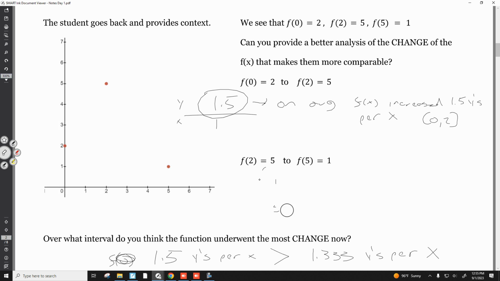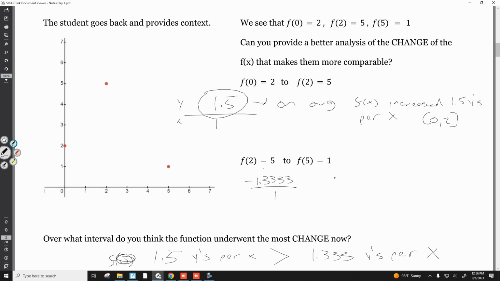The answer I got here was negative 1.333. What would your statement be for this negative 1.333? I'm going to call on the people who are looking outside. Say it. No, you're not thinking. By 1.33 y's per x. Per x. It's just slope, but it's a unit rate of change. It's just slope, but here's the problem with slope.